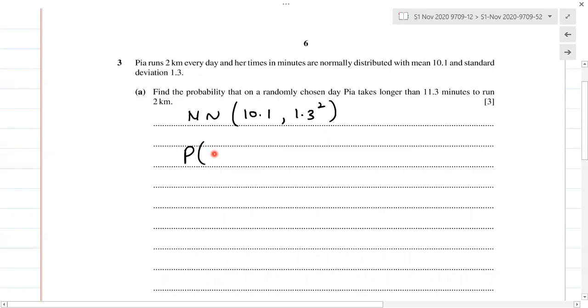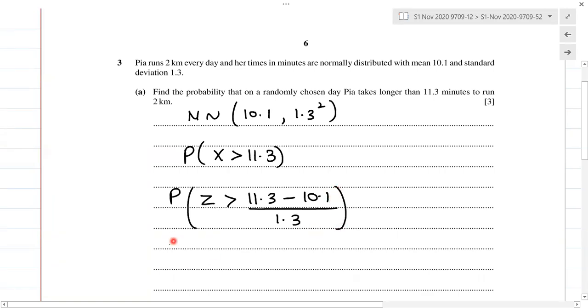So we have to find x is greater than 11.3, the probability that she runs greater than 11.3 minutes. The first thing we need to do is standardize this. If we standardize this, we have z is greater than 11.3 minus the mean value upon the standard deviation, which is just 1.3. And that gives us the z value of greater than 0.9231.